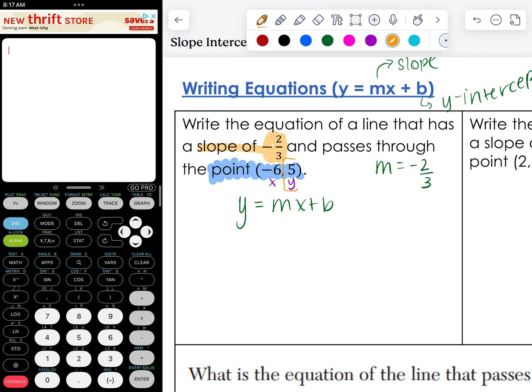So instead of writing y, I'm going to write the number 5. Instead of m, I'm going to write negative 2/3. Instead of x, I'm going to put a negative 6. And then I'm going to keep my plus b because I want to solve for the y-intercept and put it together. Okay, so now what I'm going to do is calculate.